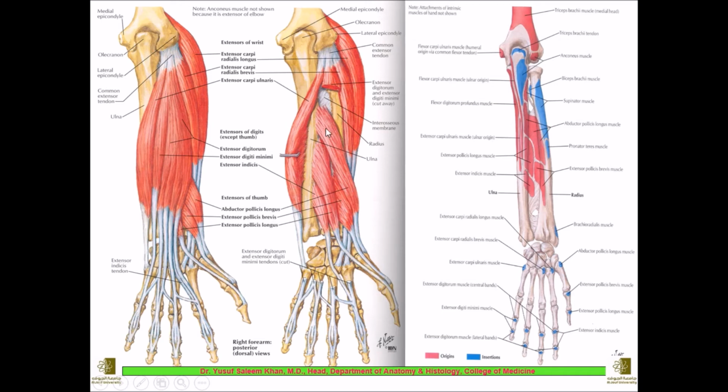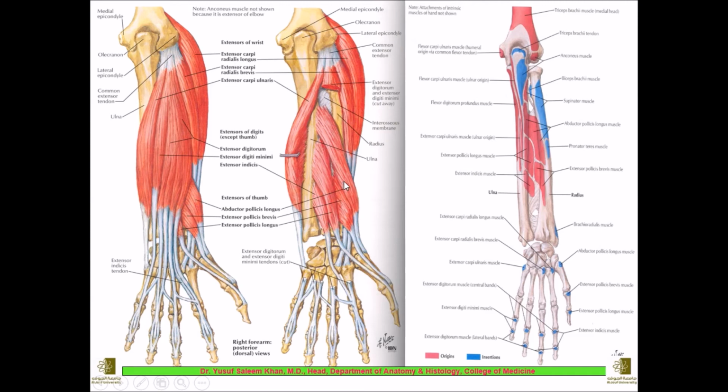This is the abductor pollicis longus, and deep inside you can see the extensor pollicis brevis. As the name indicates, brevis, it is a short muscle taking origin only from the posterior surface of the radius as well as the interosseous membrane below the origin of the abductor pollicis longus, and goes all the way and gets inserted to the base of the proximal phalanx. You can see the muscle going all the way up to the proximal phalanx.